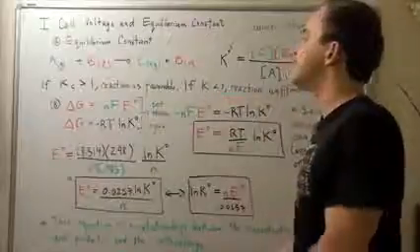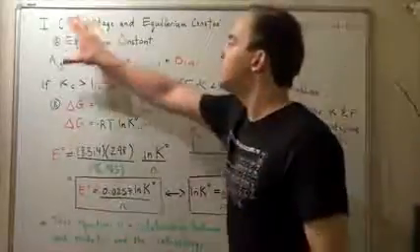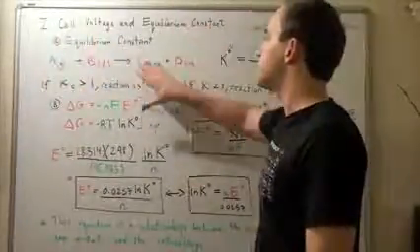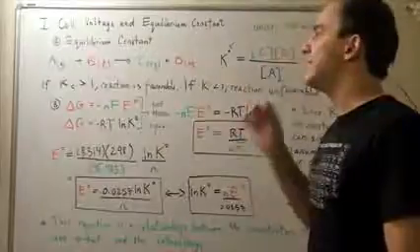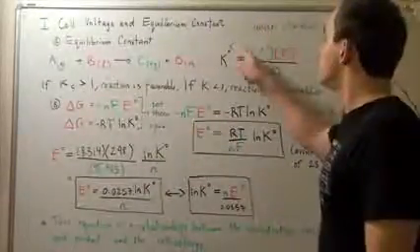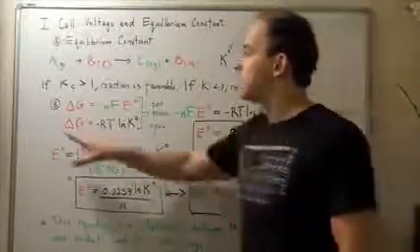Likewise, if K is much less than 1, that means we have lots of reactant left over at equilibrium and very little formation of our products. And that means equilibrium lies to the left, which also means we have very little of the products and a lot of the reactant. Now let's look at part B.